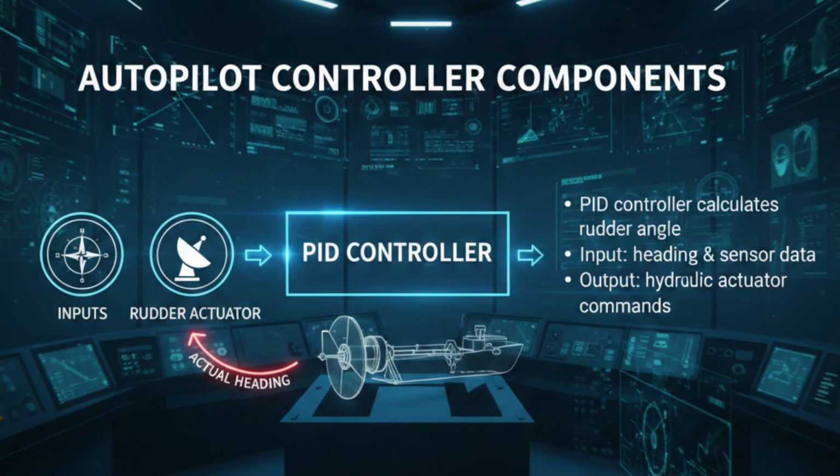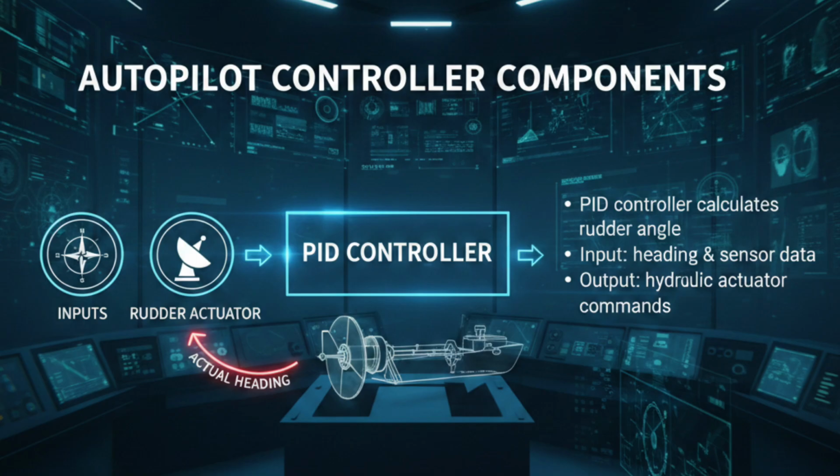Autopilot controller components. The autopilot controller is the central processing unit of the entire steering automation system. It continuously receives heading data from the gyro compass and compares it with the desired set course entered by the operator. The difference between these two values is called the error signal. This error signal is processed by the PID controller, proportional, integral, and derivative control logic. The proportional part reacts to present error, the integral part corrects accumulated past errors, and the derivative part predicts future trends based on the rate of change. Together, these three controls ensure smooth, stable rudder movement without oscillation.